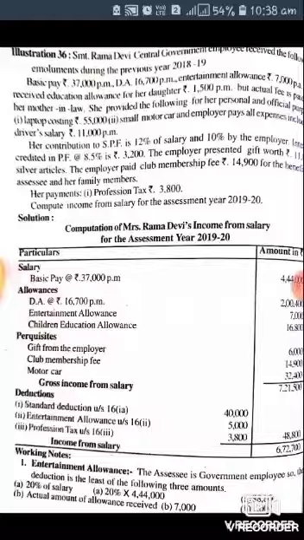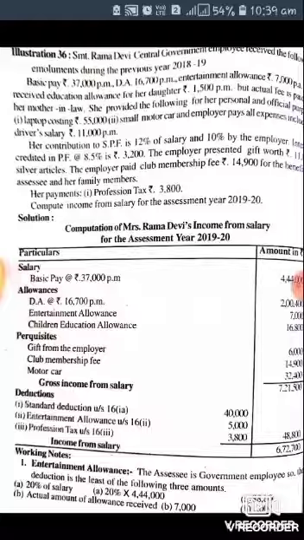Now let's see the deductions. Standard deduction is 40,000 under section 16(1)(a), and entertainment allowance under section 16(2), 5,000 is given as a deduction, and profession tax under section 16(3) is 3,800. So total deductions are 48,800. So total income from salary is 6,72,700.